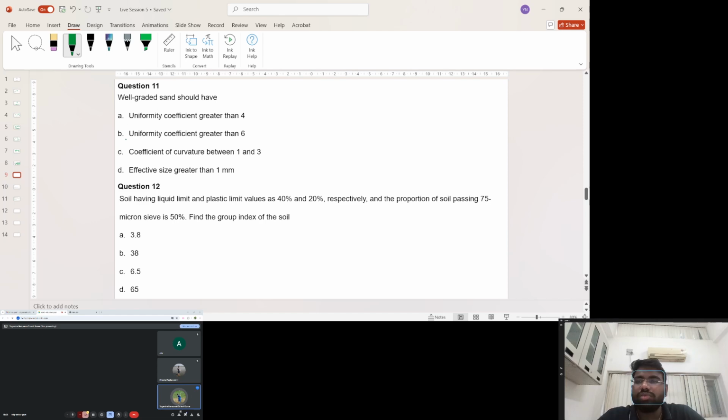So for sand, Cu should be greater than 6, and the coefficient of curvature should be between 1 and 3. So B and C are the options. Right?